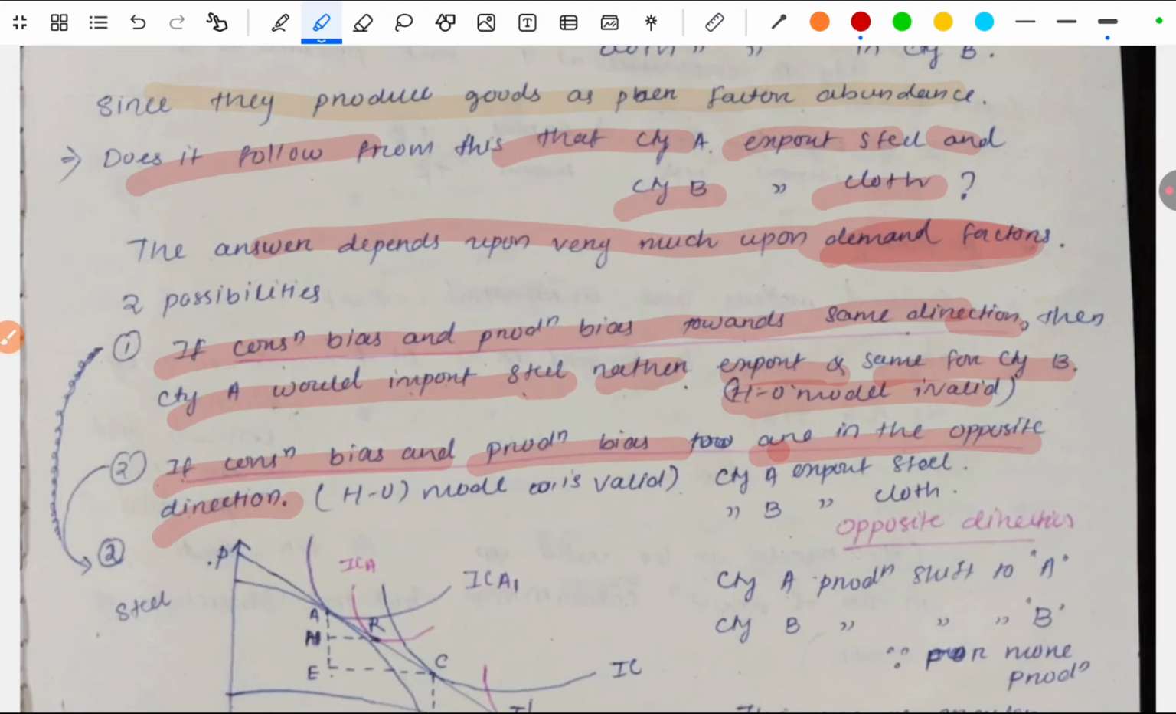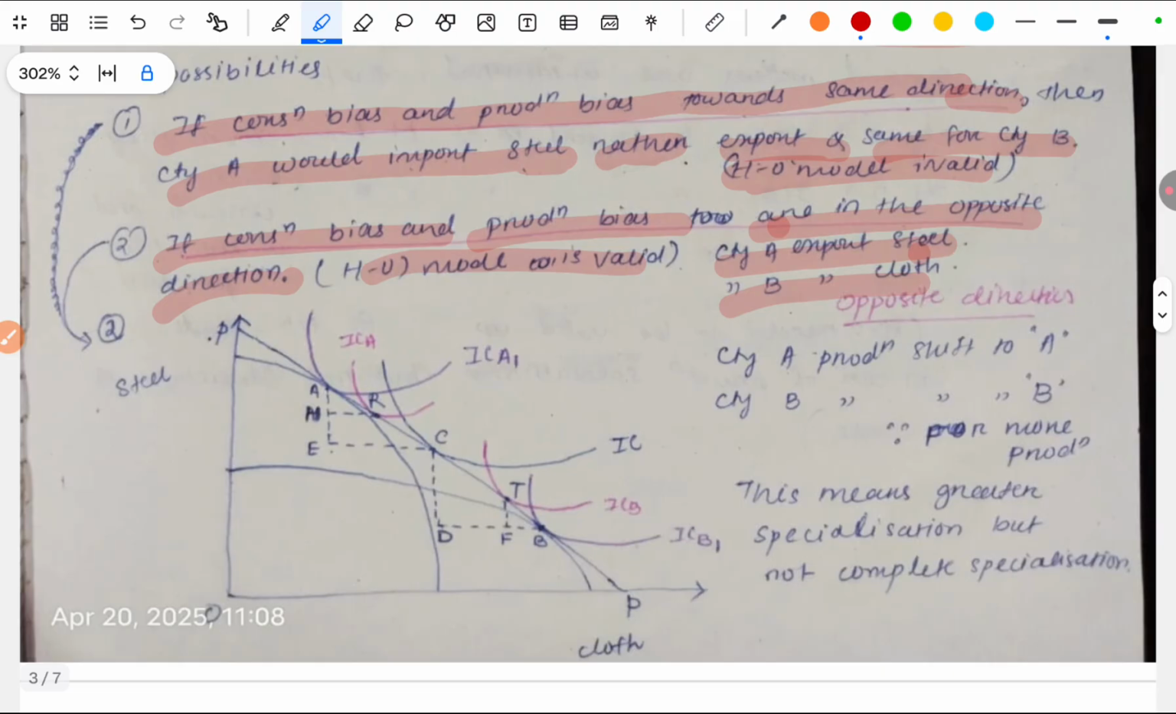The second is if consumption bias and production bias are in the opposite direction, then the HO model is valid. Opposite direction means if a country produces capital intensive goods, then the consumer of country A demands labor intensive goods, and the same for country B. So country A will still export steel and country B will export cloth.